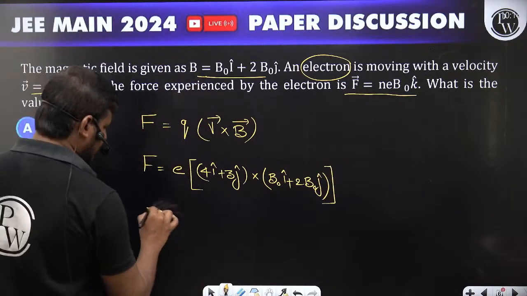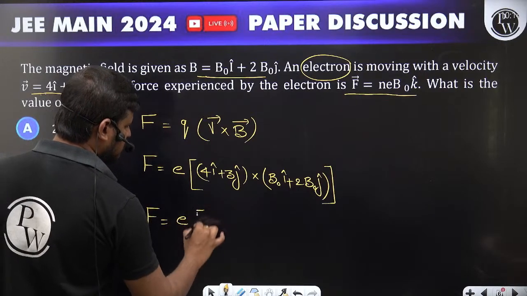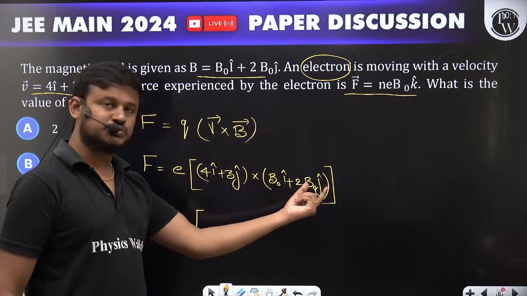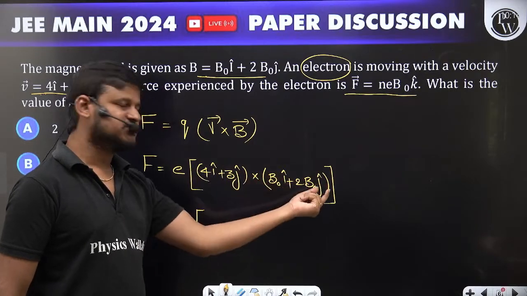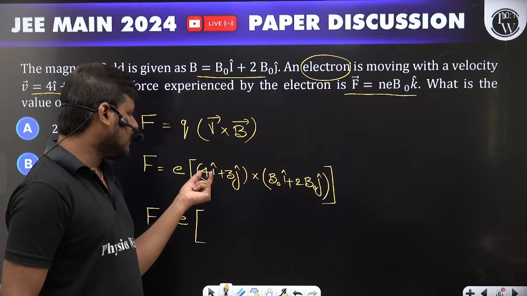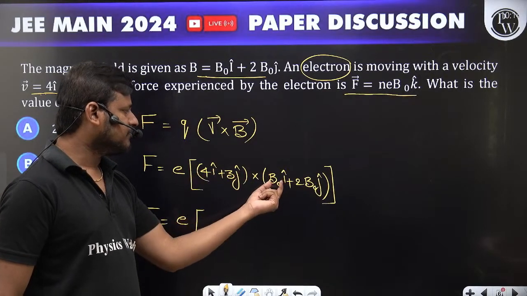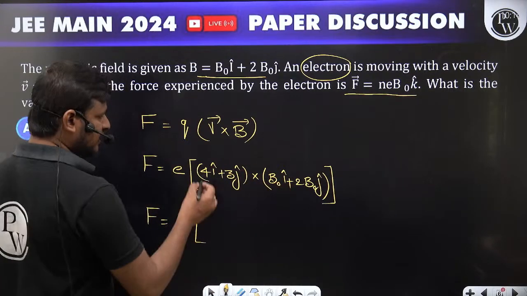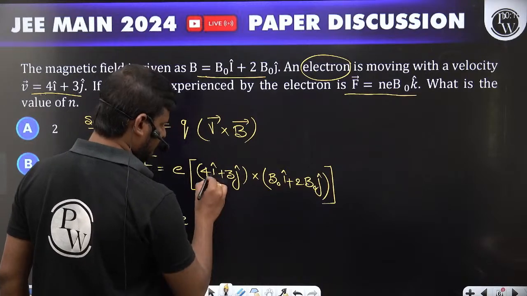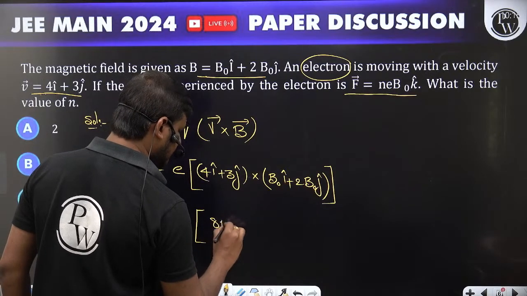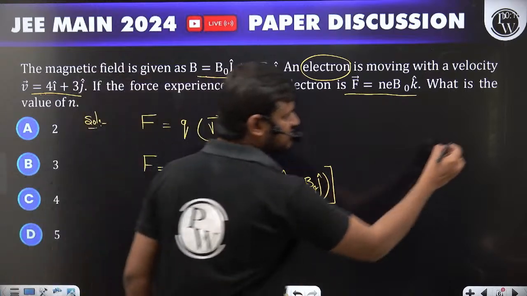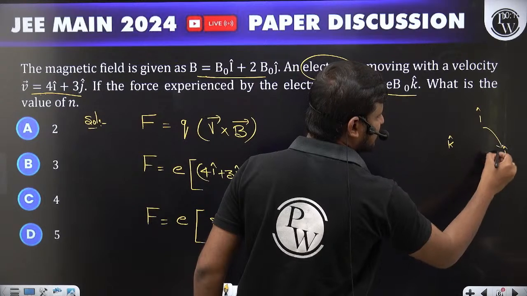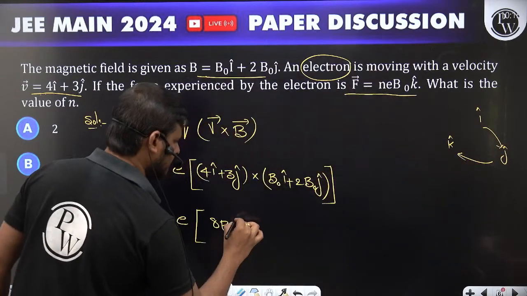Chalo. So now F, the force, is equal to e into, now do the cross multiplication. You know that multiply 4i with these two and multiply 3j cap with these two. Okay. So here 4i cap cross B naught i cap, so i cross i is 0. However 4i and 2B naught j, so 4 into 2B naught, which is 8B naught. And you know what is i cross j? i, j, k. So i cross j is k cap.